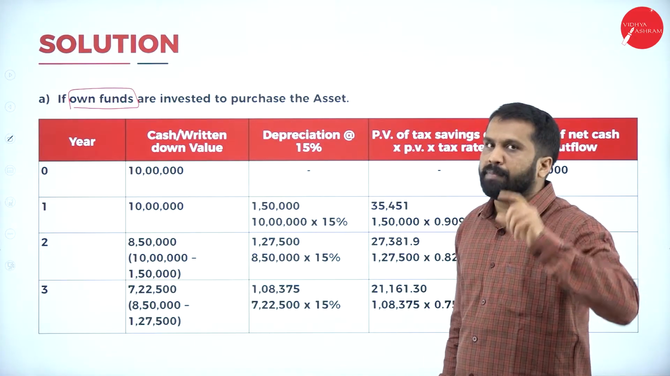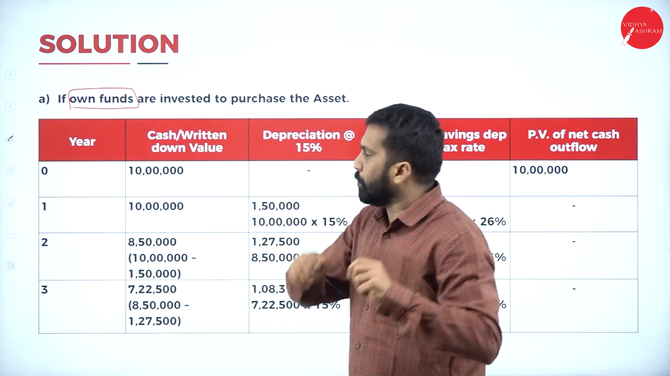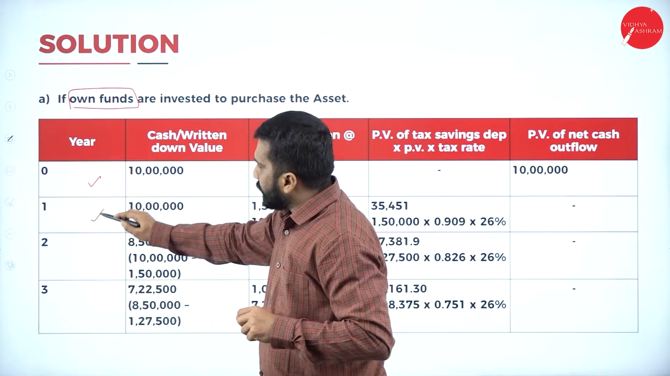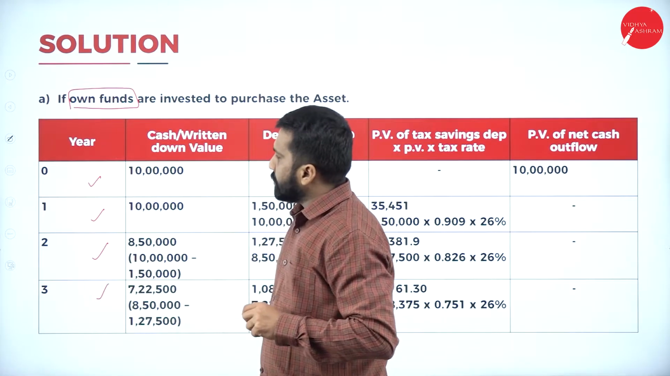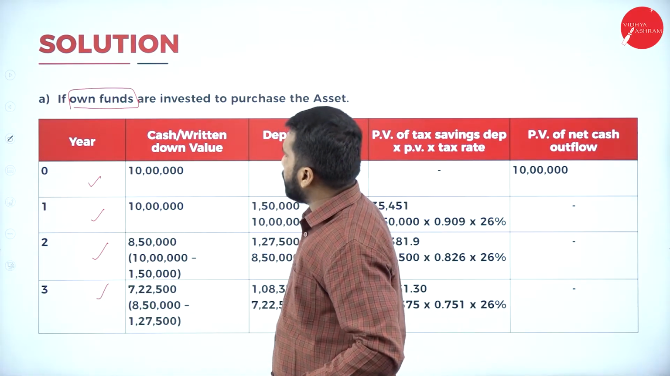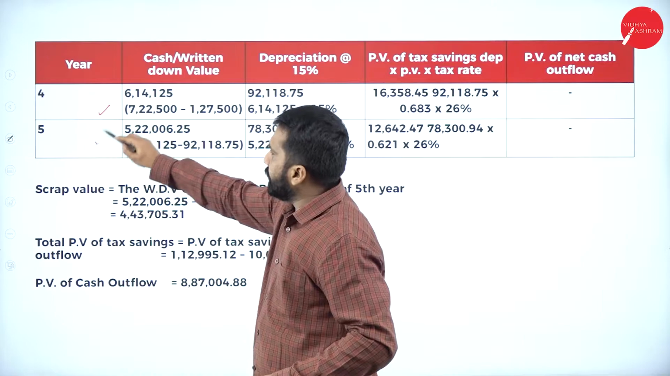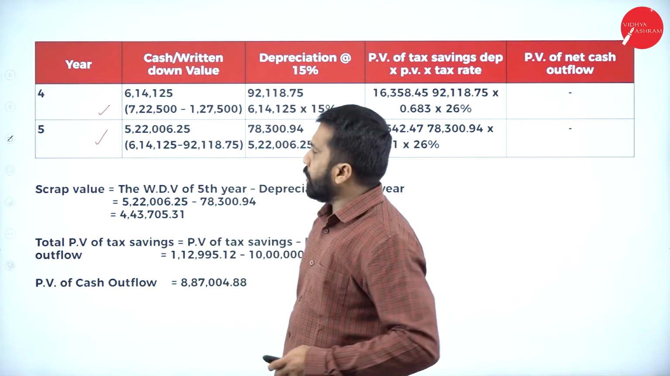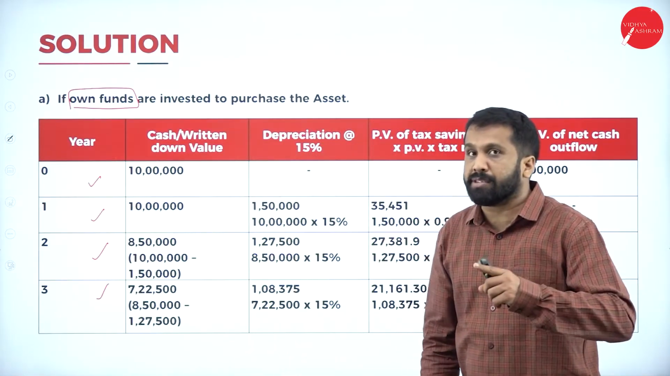What is the first column? Always starts from 0. 0, 1, 2, 3. So, how many years problem is this? 5 years problem. We don't have space here. Year 4, year 5. Hope you are clear. You are done with the first column. Now, I'll go to the second column.